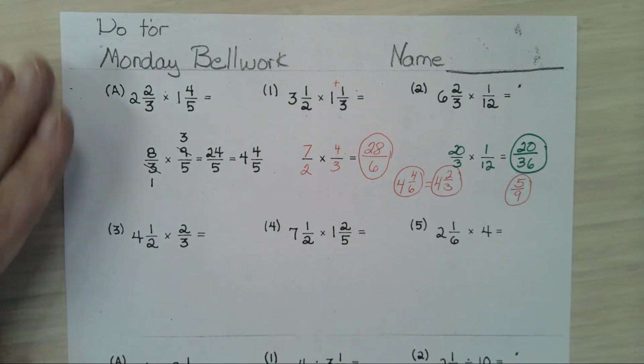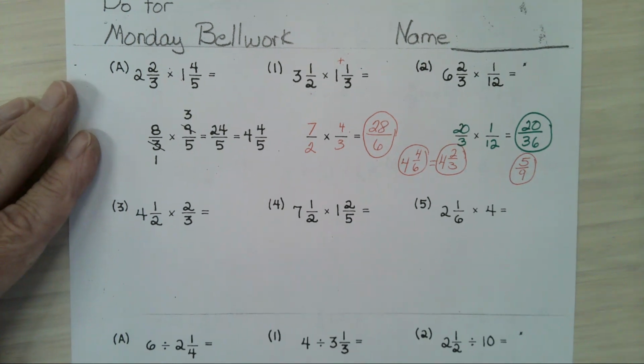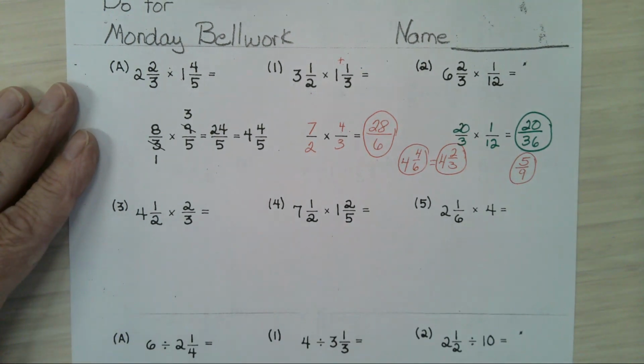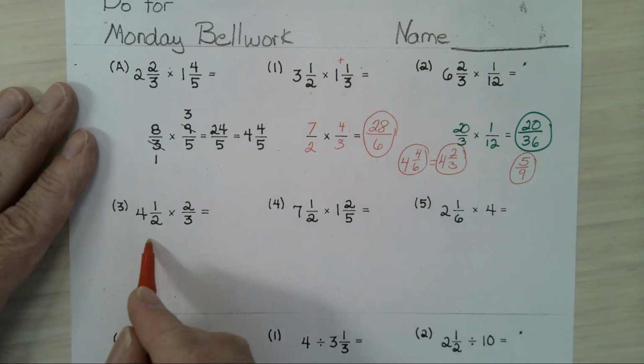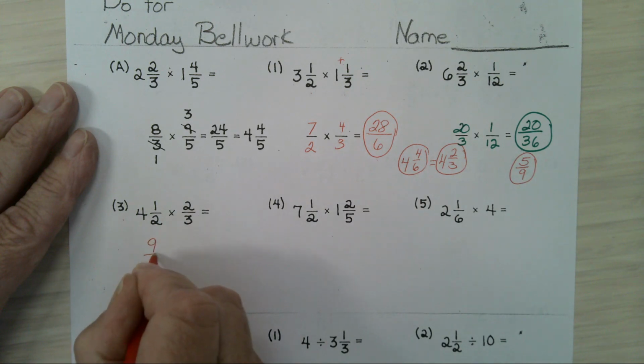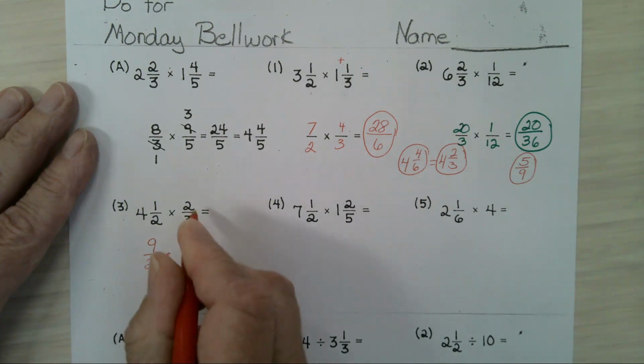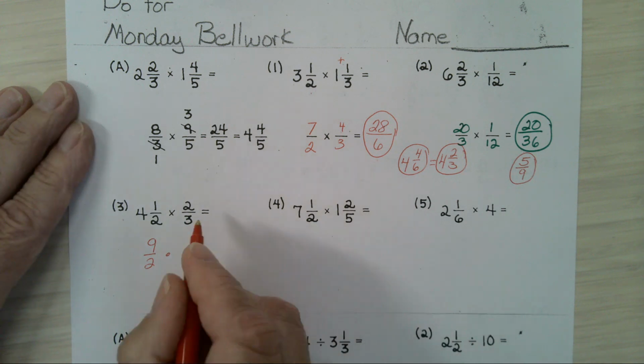Now let's do number 3. In problem number 3, you change them to improper fractions. 2 times 4 is 8, plus 1 is 9, so you'll write down 9/2. Times, that one's not an improper fraction, it's a normal fraction.